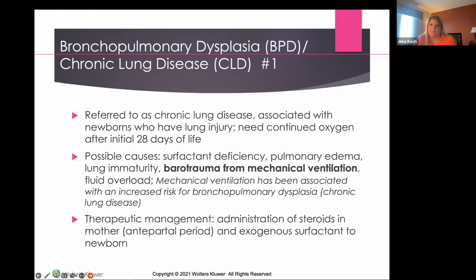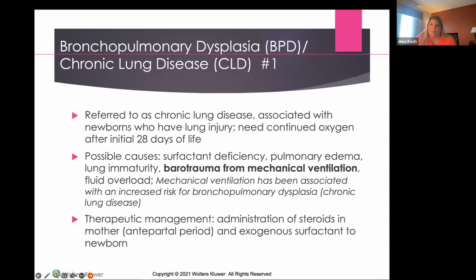So BPD or CLD, these are typically the newborns in the NICU that have had oxygenation support for more than 28 days after their day of life. It can be related to prematurity, surfactant deficiency, pulmonary edema. Sometimes it's barotrauma from being on a mechanical ventilator. So mechanical ventilation has also been associated with an increased risk for BPD and chronic lung disease.